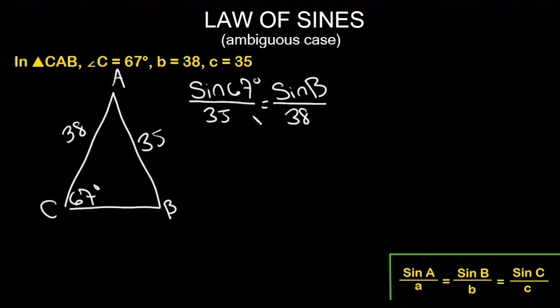Then you're going to multiply by 38, so times 38, and you'll get an answer, right? So you'll have an answer equal to sine B. But you're not done yet because you have to take inverse sine. You have to get angle B.